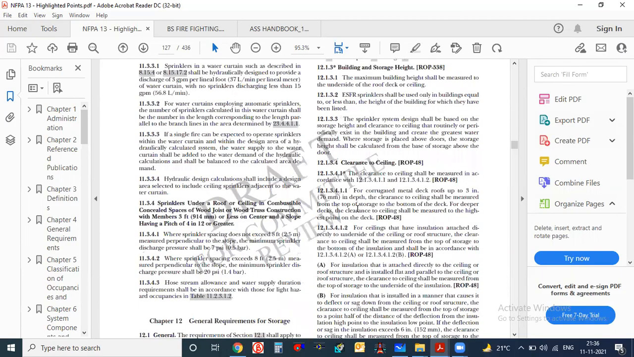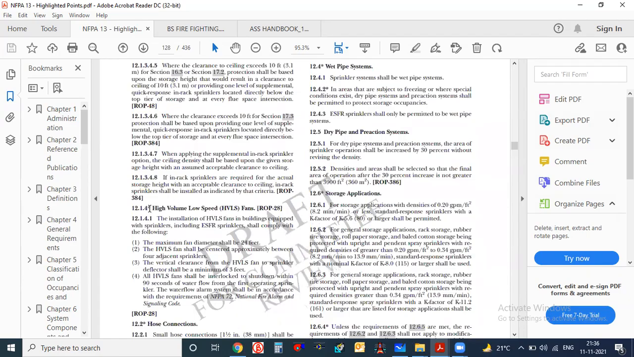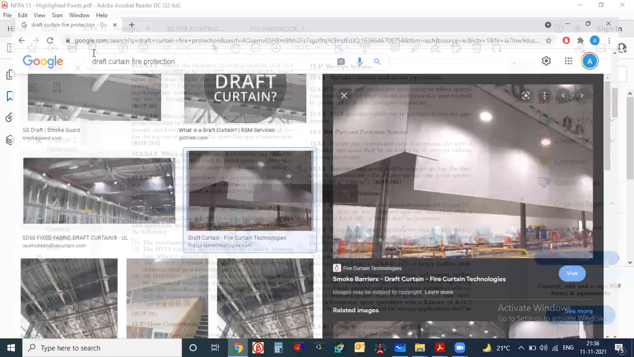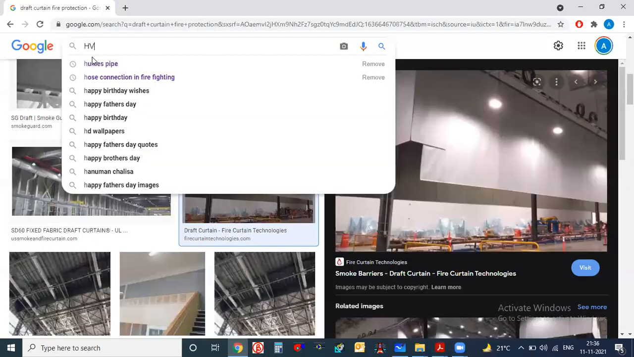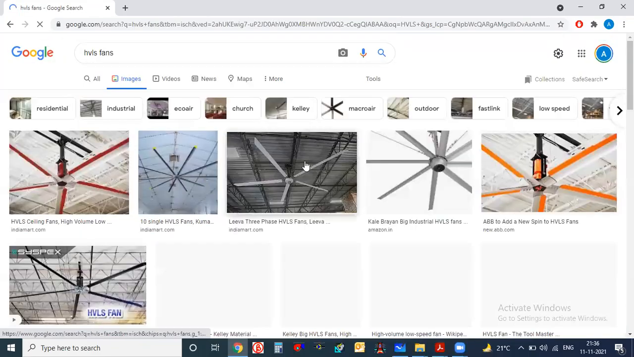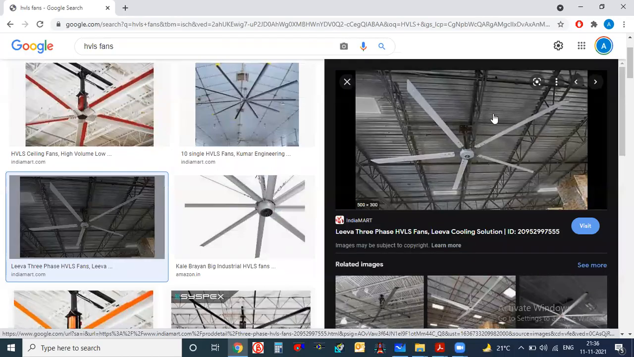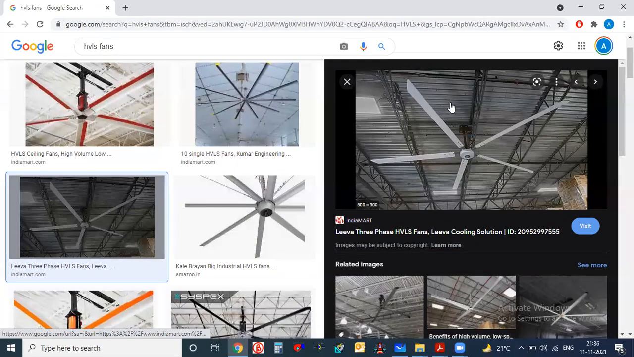Some points are given here. You can just skip this. And here they have also given one more topic, HVLS fan. So let us see what is HVLS fan. I think this also we have seen, HVLS fan. This also comes under firefighting only. See this type of fan. So again, this type of fan is also used for ventilation purpose.